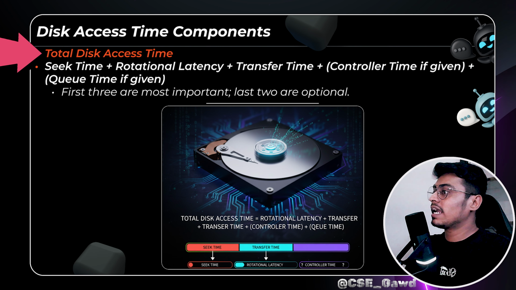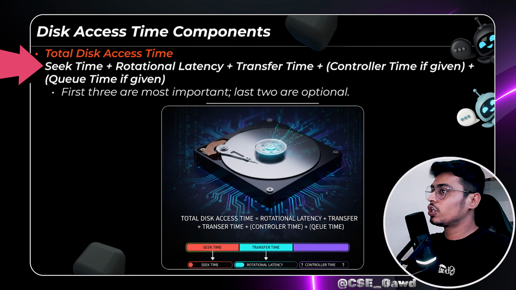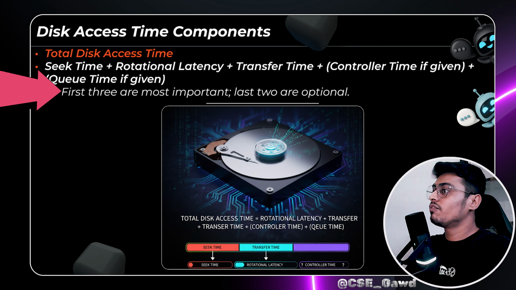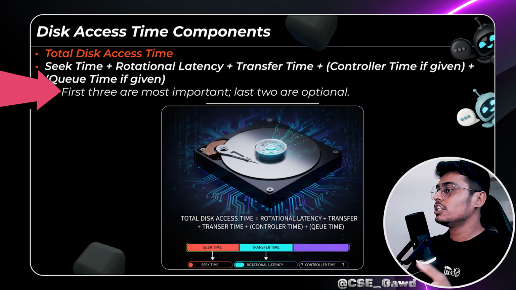Now, total disk access time. What is the total disk access time? The total disk access time is seek time plus rotational latency plus transfer time plus controller time if given, or queue time if given. Among these, the first 3 components, seek time, rotational latency and transfer time, are the most important and will be present in most of the questions. The last 2 are optional and depend on the specific question.